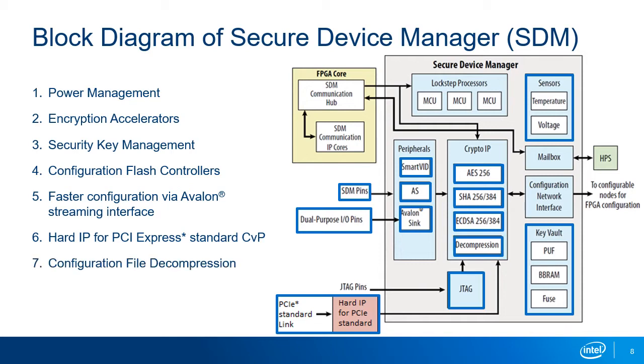The configuration data generated by Intel Quartus software is highly compressed to reduce configuration file size, allowing smaller storage memory and faster configuration. This is where the decompression block in the Secure Device Manager comes into the picture. This block performs decompression of encrypted and non-encrypted configuration files.